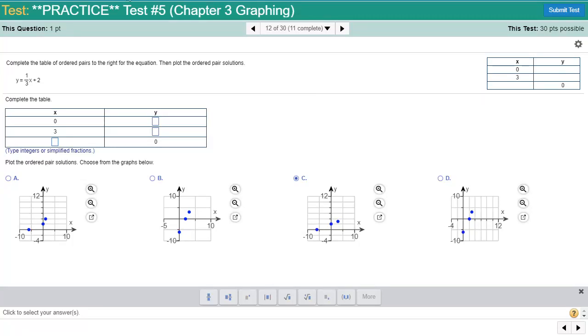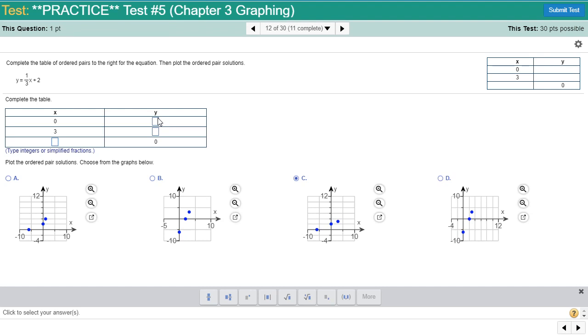All right, so here we are with question number 12, and we've been asked to complete the table of ordered pairs to the right for the equation, then plot the ordered pair of solutions. So, very similar to what we just looked at with question 11 and question 10, we've been given a linear equation and a series of ordered pairs, only this time the ordered pairs are in table form, just like we looked at with question 11. So we have to find the missing coordinates, whether we're finding the y coordinate or the x coordinate.